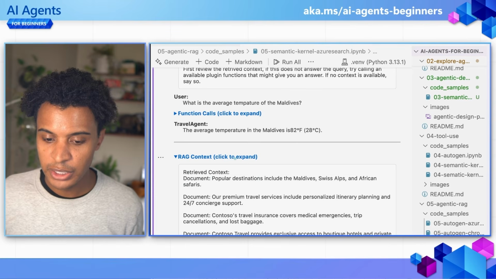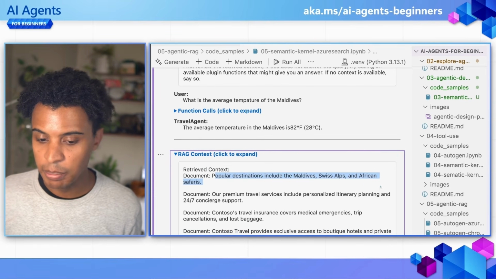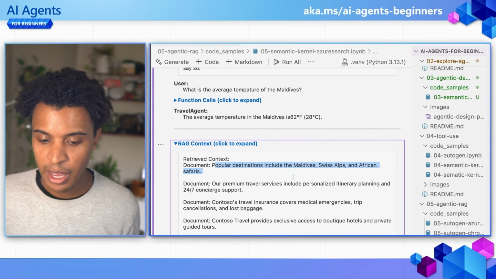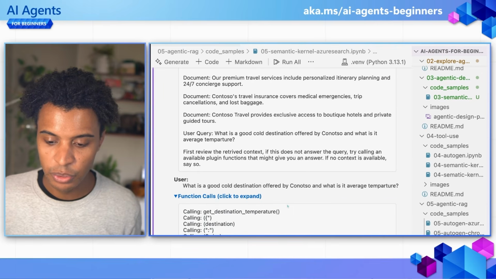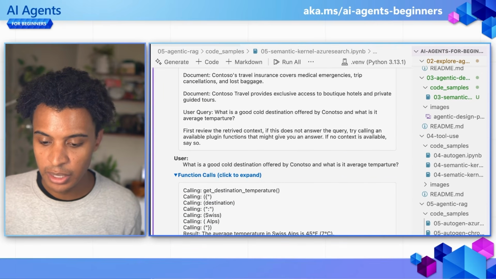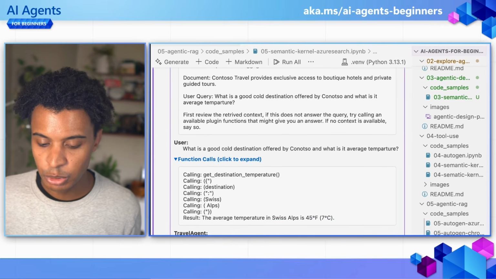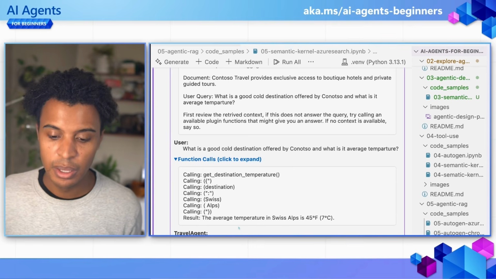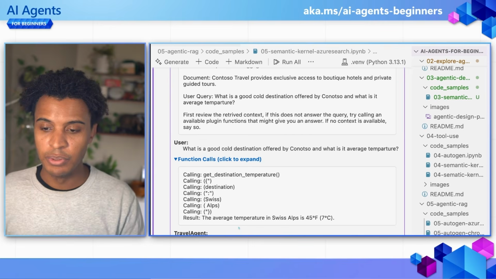So if you look at this example, first, the RAG context retrieves a document that says the popular destinations: Maldives, Swiss Alps, and African safaris. And then it also makes that function call about the Swiss Alps to see that this is a cold destination, and it gives out the nice response, which is a good cold destination offered by Contoso is the Swiss Alps with the average. So we've done both the RAG context as well as the function call.